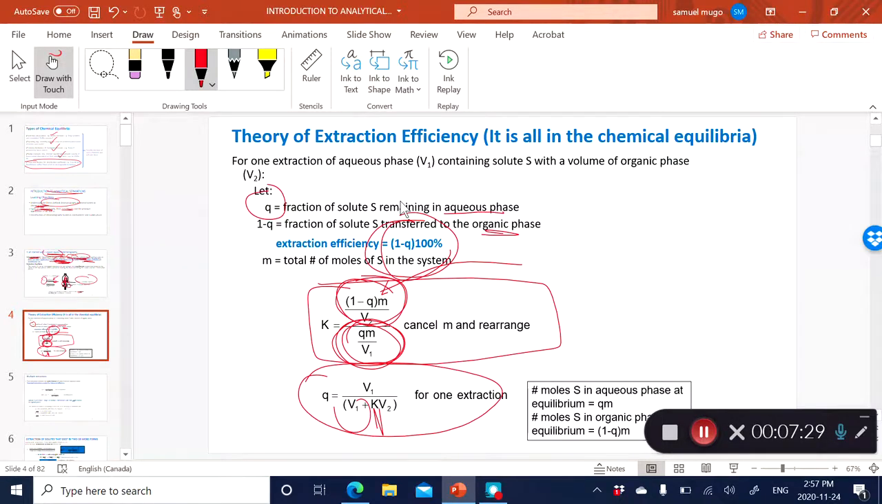Now, this relationship shows you when you actually do one extraction. So this is the fraction that remains in the aqueous solution when you just do one single extraction in your separation funnel.